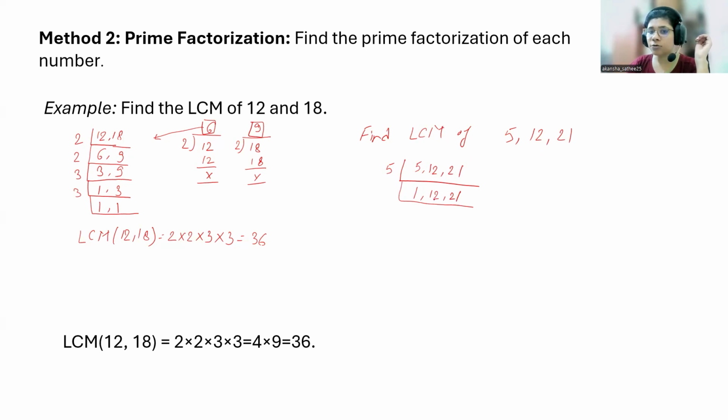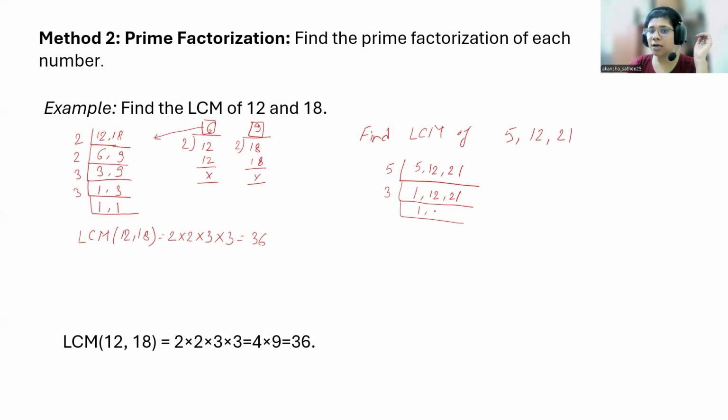Again, now you have 1, 12 and 21. Just look for any number which can divide one of them or all of them. Okay, so you know that 3 can divide 12. So 1 will be as it is. Once you reach 1, you don't need to change anything. 1 will be as it is.